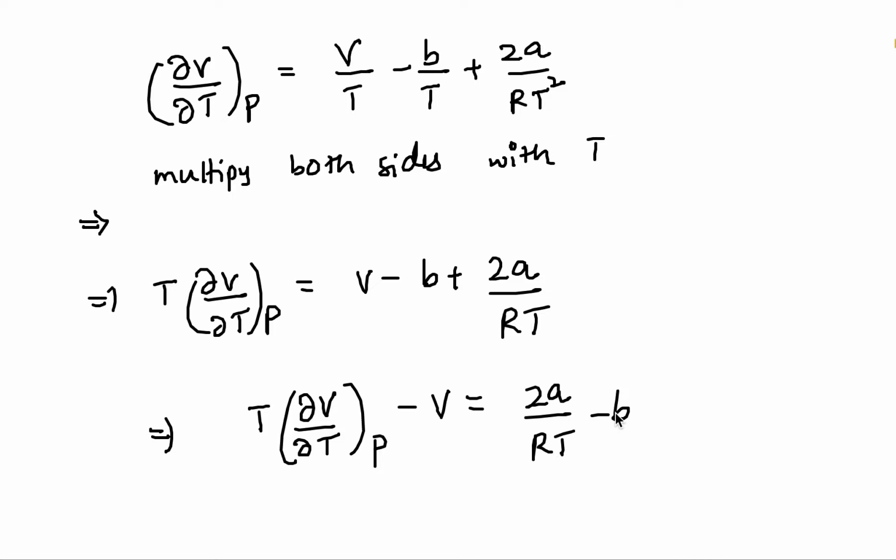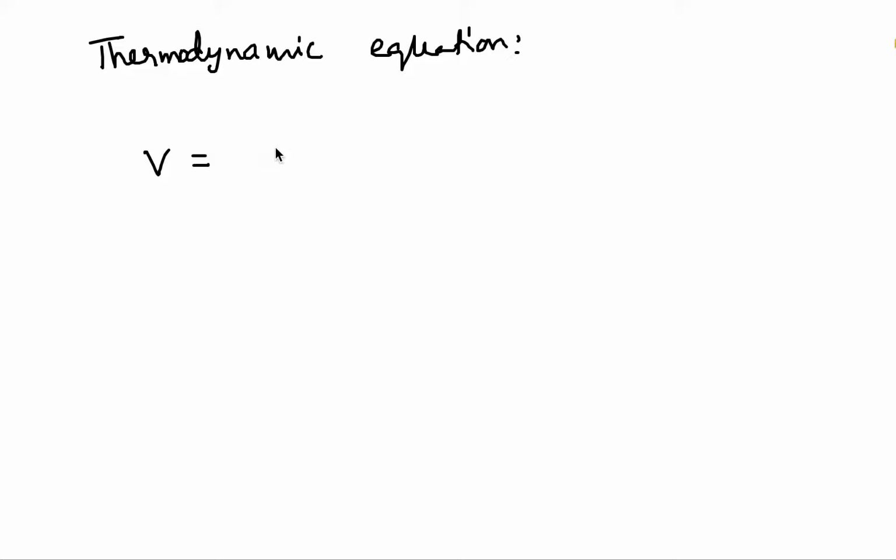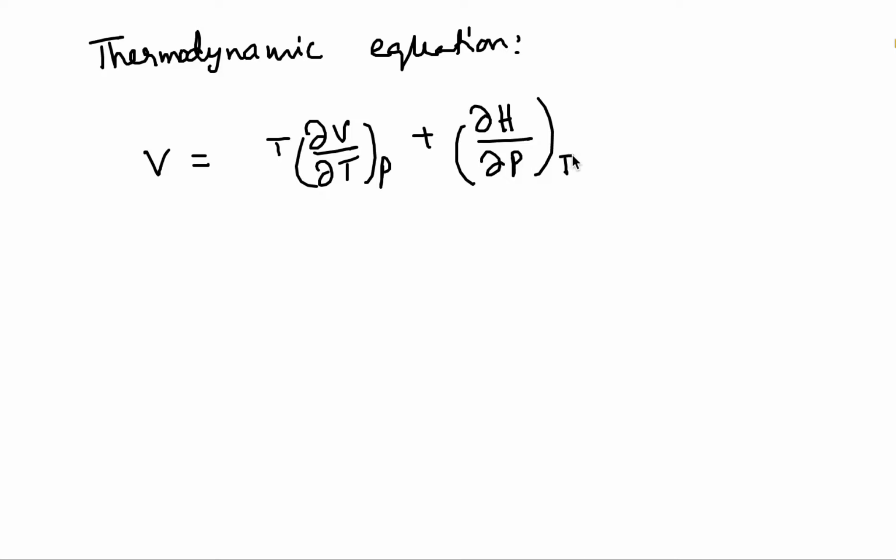This is the expression: T times ∂V/∂T at constant pressure minus V. So there is a thermodynamic equation, and we have another thermodynamic equation, that is, volume is equal to T times ∂V/∂T at constant pressure plus ∂H/∂P at constant temperature.